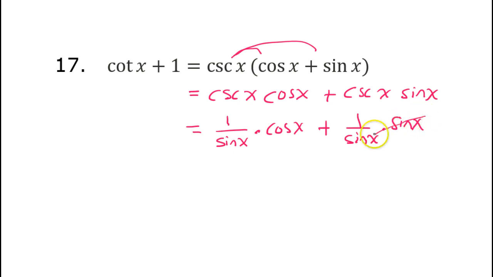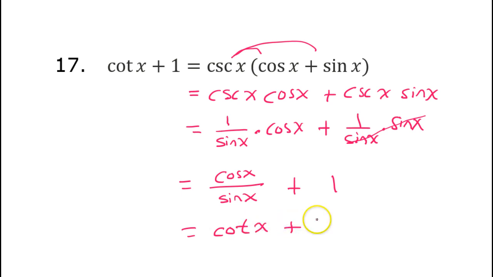You'll probably notice that these sine x's are going to cancel each other out, so that's just going to leave 1. So over here now I've got cosine x over sine x, plus 1. But cosine over sine is the same thing as cotangent, so that gives me cotangent x plus 1. Then I look up and see, oh look, that is the target that I was trying to get. So I just verified that identity.